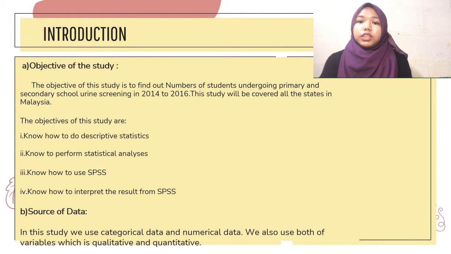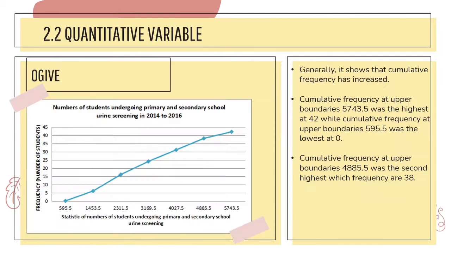For the introduction, first, the objective of this study is to find out the number of students undergoing primary and secondary school urine screening in 2014-2016. This study covers all the states in Malaysia. Next, source of data. In this study, we categorize data as numeric data. We also put variables which are qualitative and quantitative.